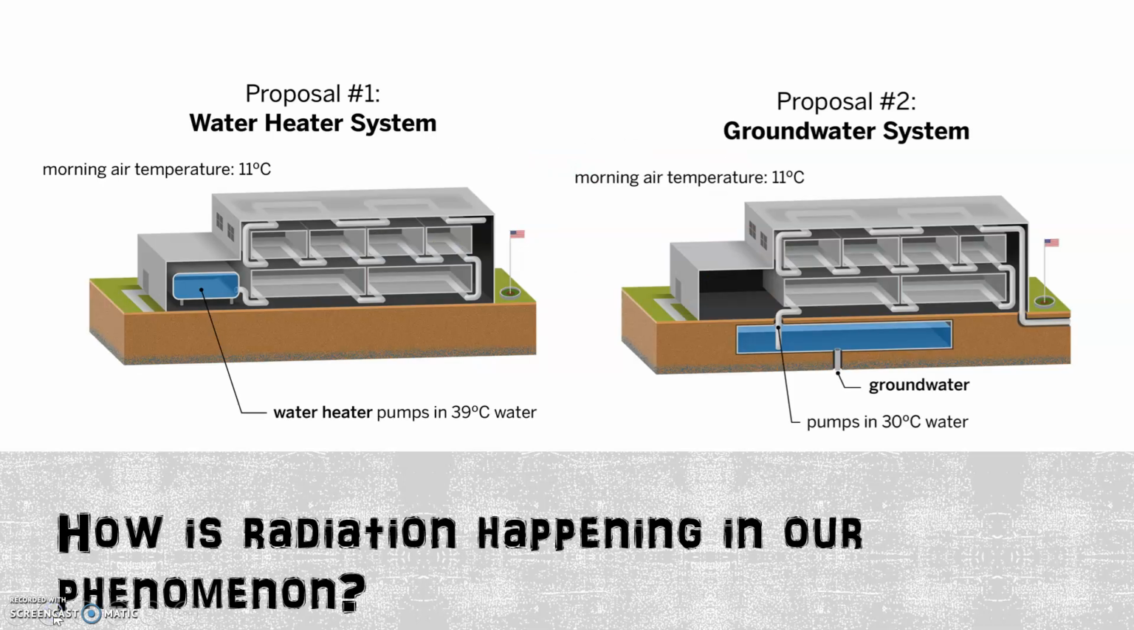So how is radiation happening in our phenomenon? Well, no matter which heating system is chosen, there definitely will be the sun, and that sun is going to radiate heat to the roof and to the walls of the school building. So radiation is happening.